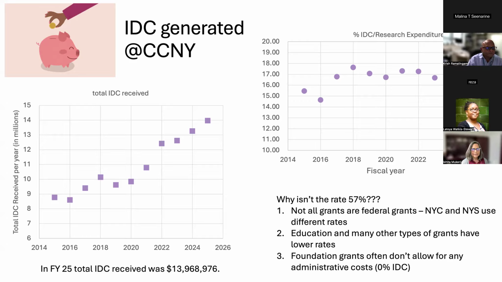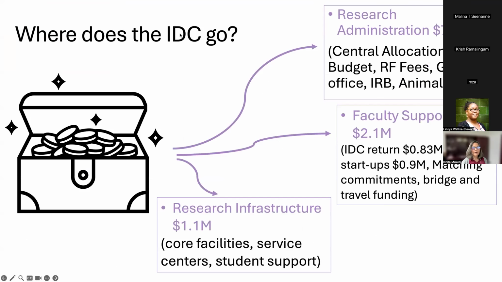Okay, so let's now get to Reza's question, which is perhaps interesting for everybody, but where do we spend this IDC money? How do we spend it at City College? And so there's sort of three big buckets where we spend this money. And the biggest bucket is actually research administration.